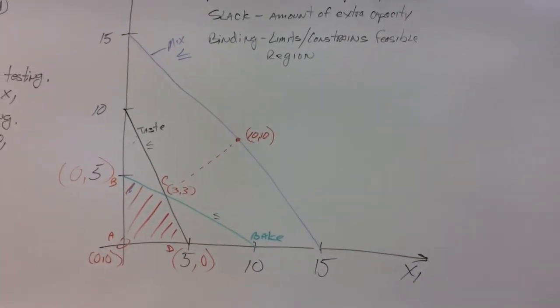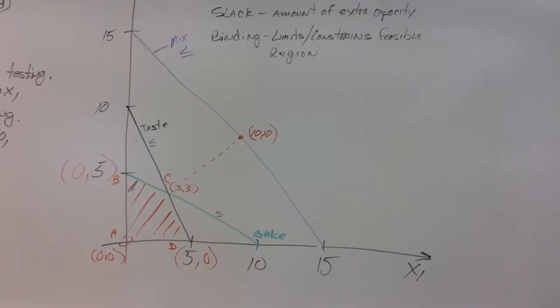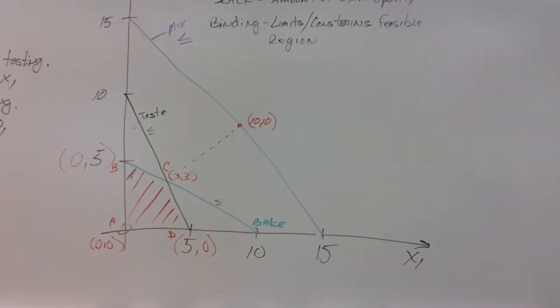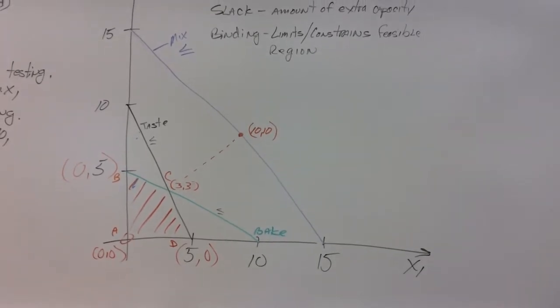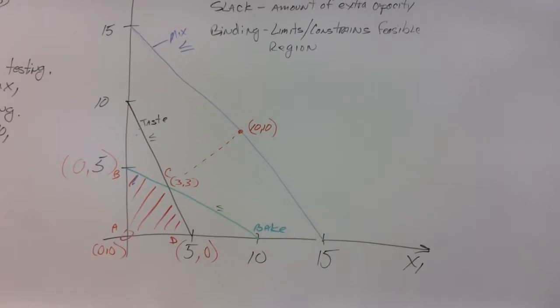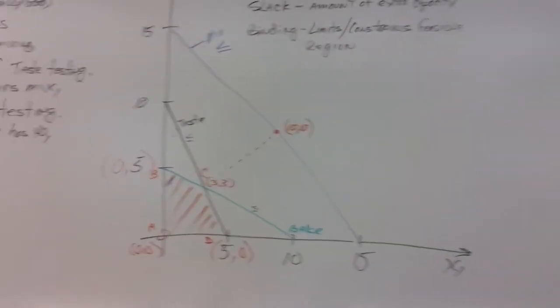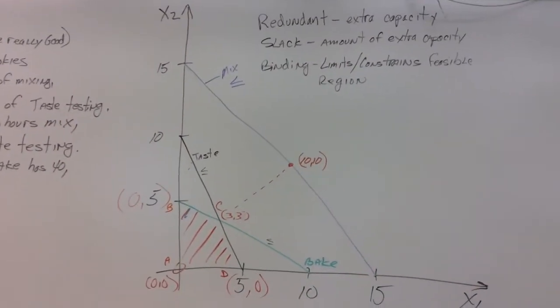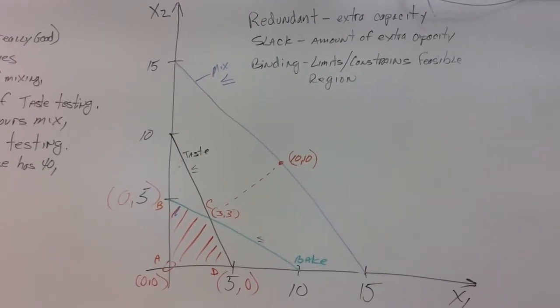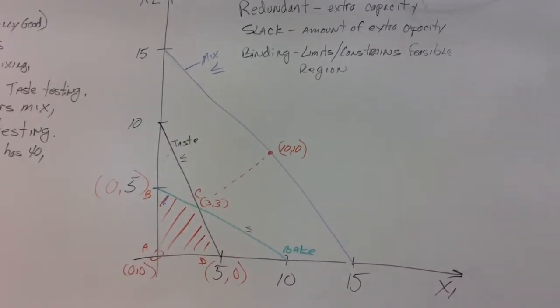The one thing you want to look at is point D, 5 and 0. At 5 and 0, we do have extra capacity in baking. So in that case, there would be extra slack in baking, as opposed to on the x2 axis, 0, 5, where we'd have 5 units of slack for tasting. You could always eat more, Sean.